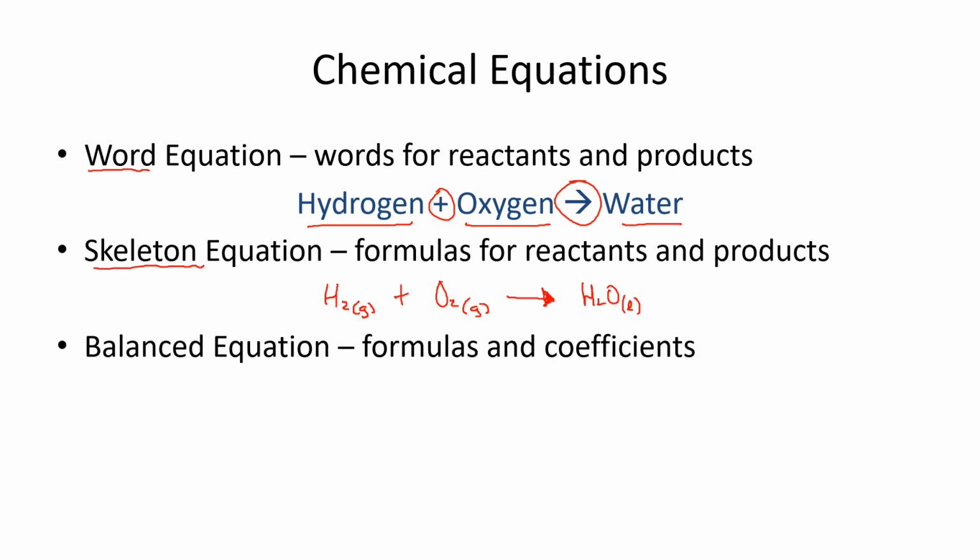And then finally we get to balancing, and to balance this there's a couple different methods, but you start off, of course, with your same skeleton equation, and then you throw in some extra coefficients. These guys here are coefficients, to balance out the different parts of the atoms that are in the equation.